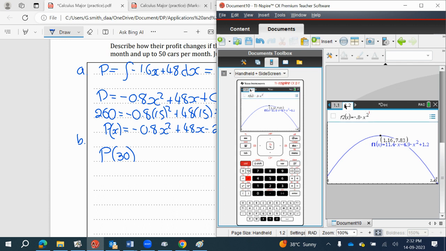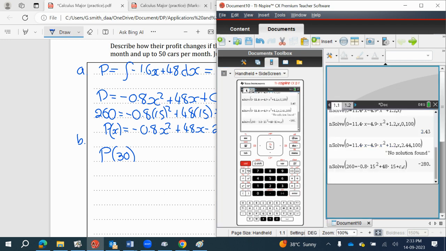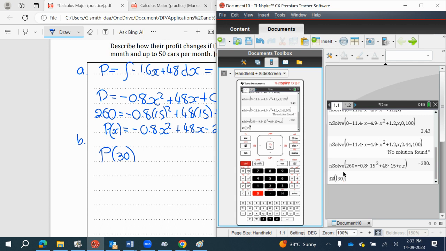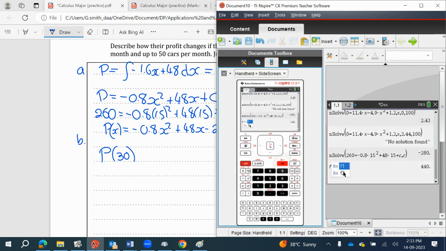0.x squared plus 48x minus 280. So I've typed my function in there. I don't see it. That's not a problem. I'm going to go back to this page. I'm going to press variables. I'm going to use function 2, and I'm going to put in the value 30. So I put in the value 30. I'm going to pull that one up again. I'm going to put in the value 50.